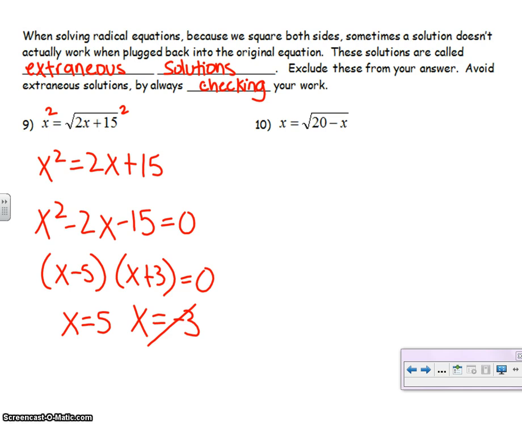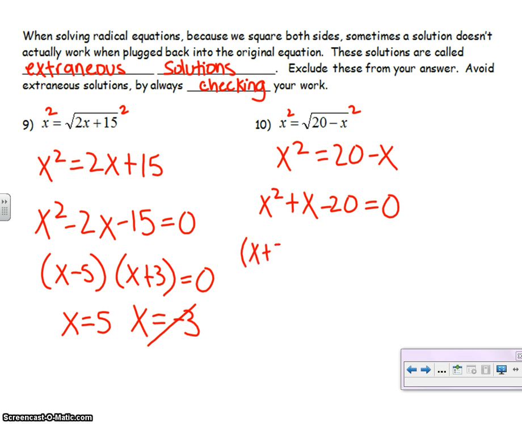Okay, let's look at number 10. X is equal to the square root of 20 minus x, so we'll square both sides. We have x squared is equal to 20 minus x. And we're going to go ahead and set this equal to 0, so x squared plus x minus 20 is equal to 0. Again, you can solve this using any of the methods, but let's go ahead and factor it. So we have x plus 5 times x minus 4.